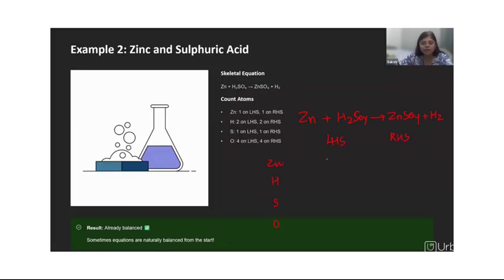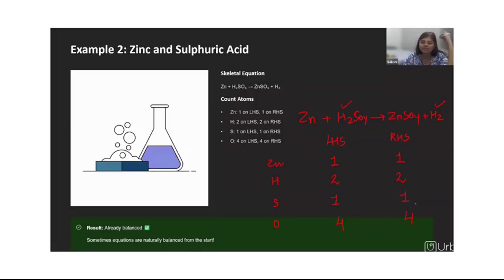So how many zinc atoms are there? Let us count together. Yes, you are right. There is one zinc on the left hand side. There is one zinc atom on the right hand side. Hydrogens. There are 2 hydrogens on the left hand side and 2 hydrogens on the right hand side. Sulfur. Yes, there is one sulfur on both the sides. Oxygen. Yes, you're right. There are 4 oxygen atoms on left hand side and right hand side. So after counting the atoms, we have come to a conclusion that here the left hand side and right hand side both are balanced, right? So result is our equation is already balanced, right?